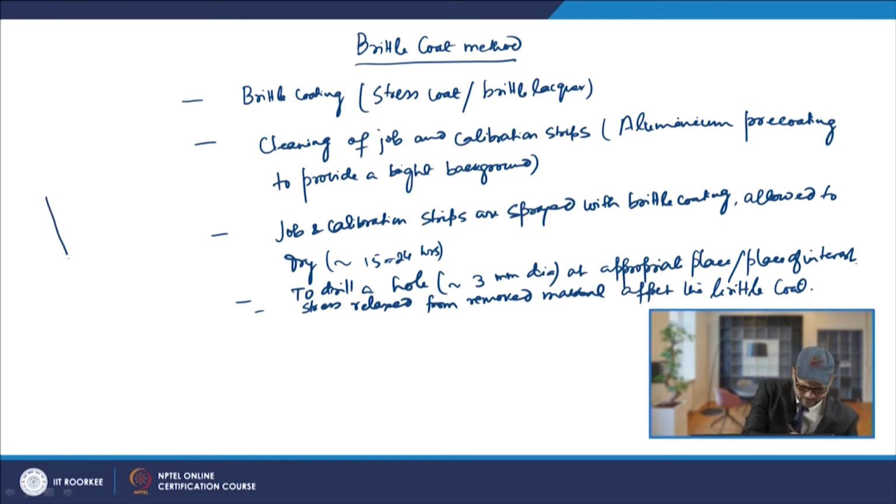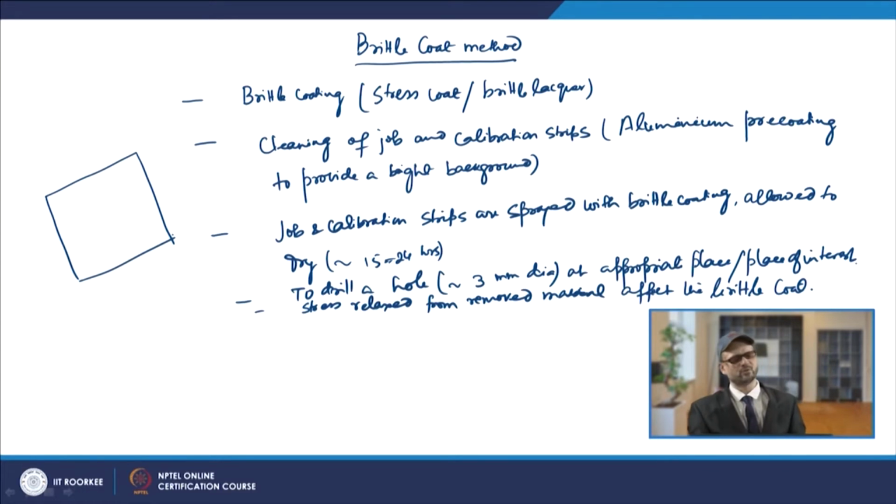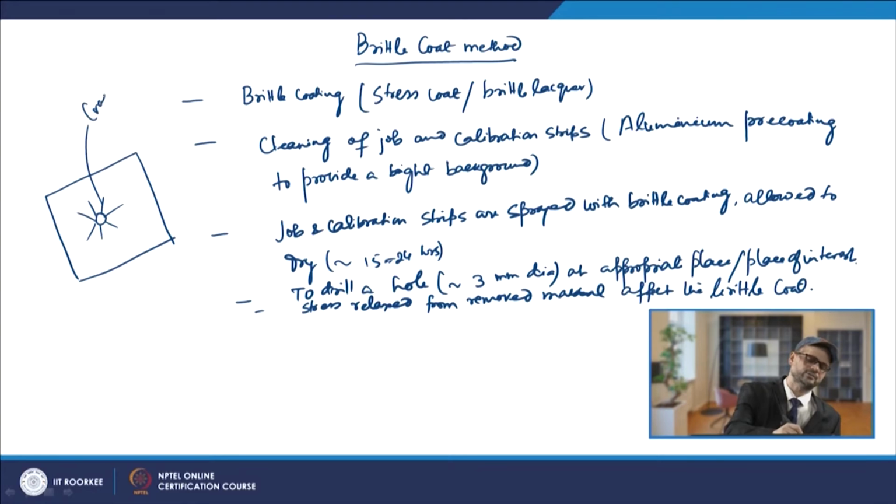So, suppose you have a job like this, say a casting. Now, in this case if you drill a hole, you will have cracks which will be seen like this all around it on that brittle coat. So, these will be the crack patterns. This is the hole which you are drilling, and this is your work.